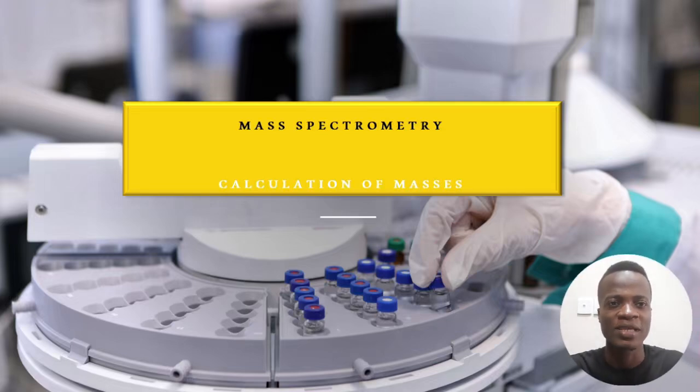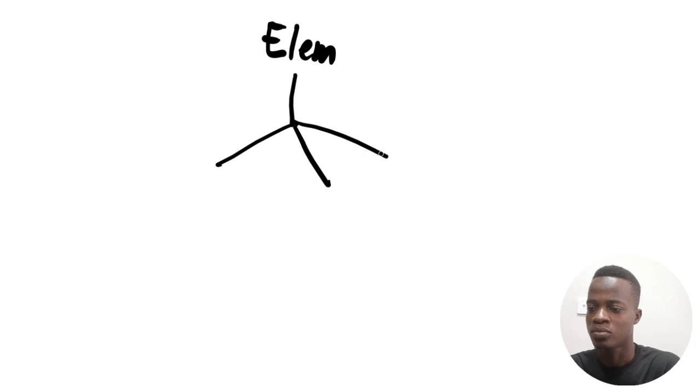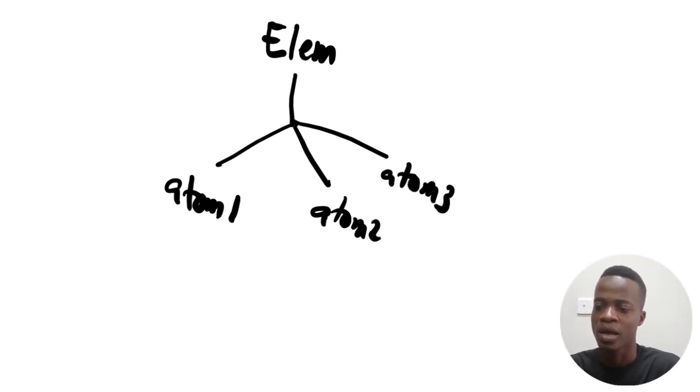We learned about relative abundance so that we can use it to calculate the atomic mass of elements, the relative atomic mass of elements on the periodic table. So let's do a quick recap again. We say that elements are here, and this element contains atoms. It contains atoms, so atom 1, atom 2, and atom 3. And elements are what we see on the periodic table.